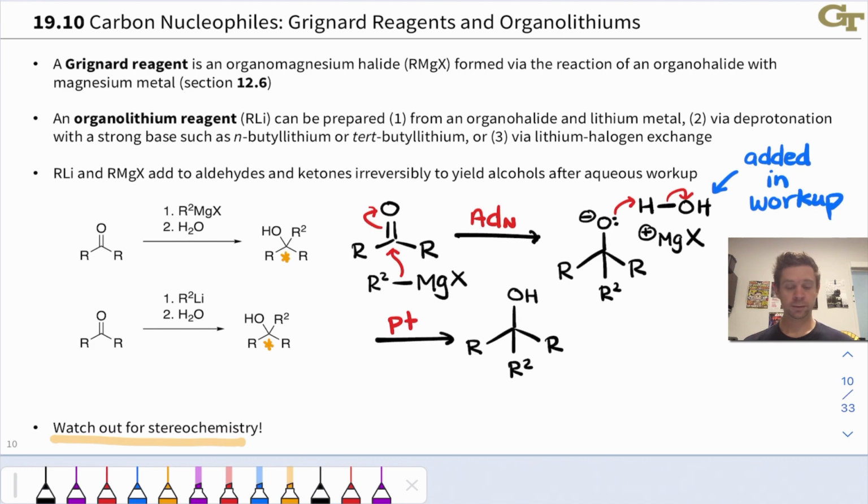And so, basic mechanism here, under basic conditions, we add the nucleophile first because it's a very, very strong nucleophile here, right? And then on workup, we protonate the alkoxide intermediate to get the neutral alcohol product.